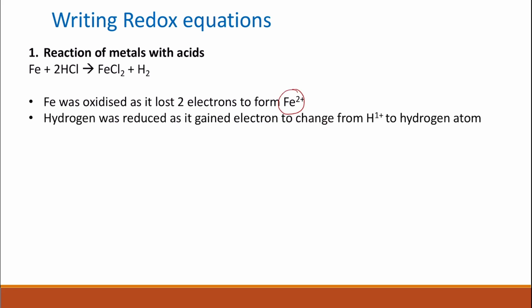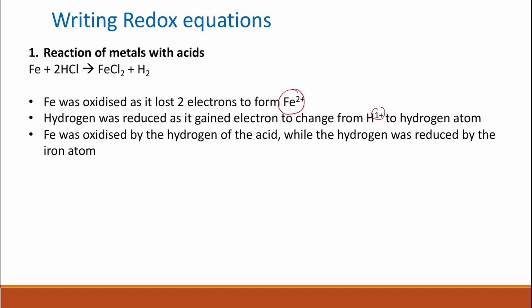So it lost two electrons. So it has been oxidized. While hydrogen has been reduced because it gained electrons, because it changed from hydrogen 1 plus to hydrogen atom with no charge. Iron was oxidized by the hydrogen in the acid, while the hydrogen was reduced by the iron atom.